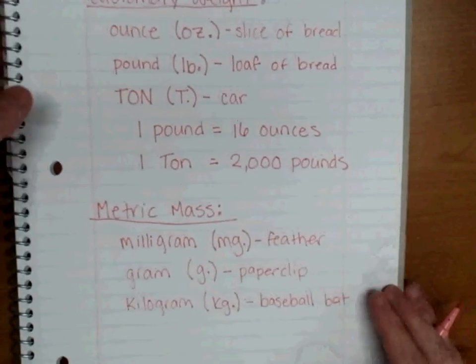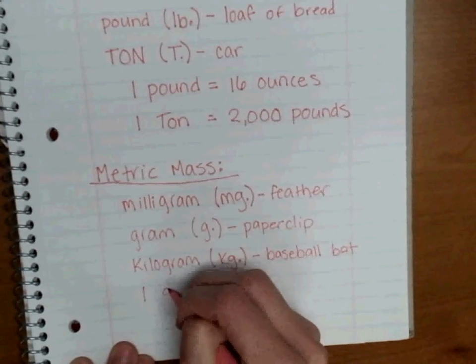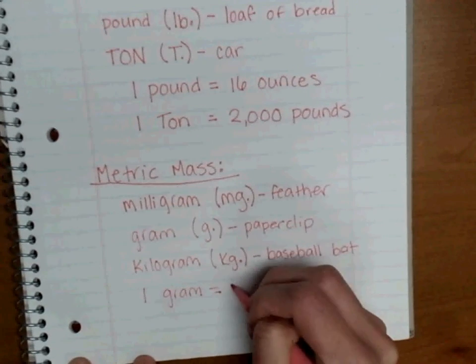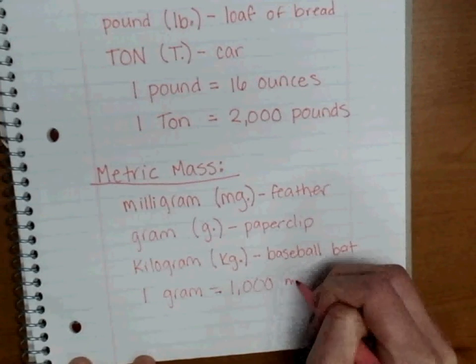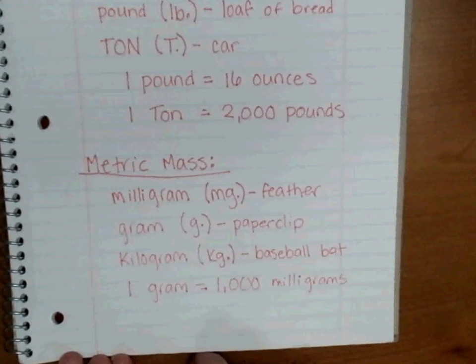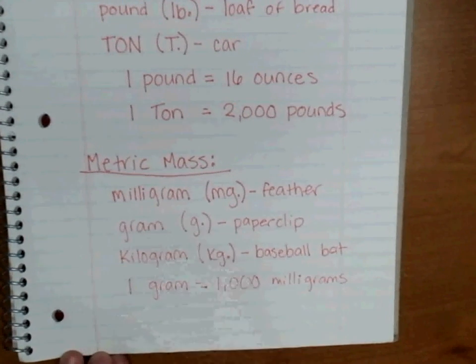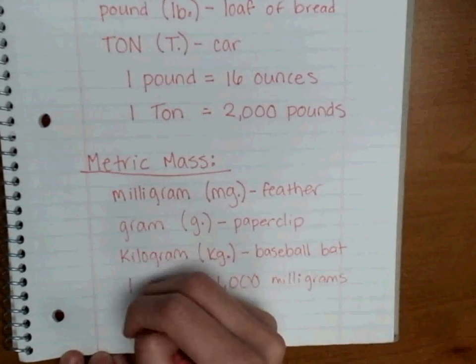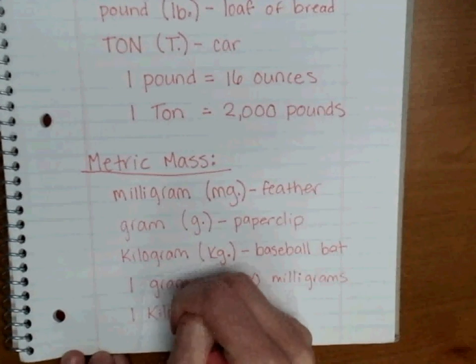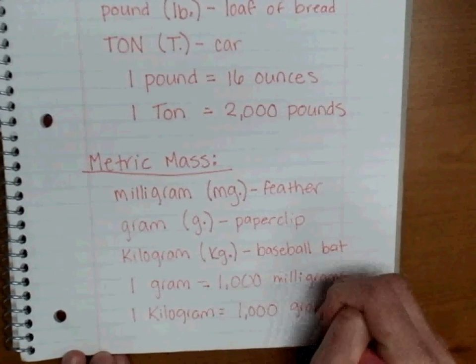And let's look at what they're equal to. Let's start with 1 gram is equal to 1,000 milligrams. Remember, milli means 1,000, so 1 gram is 1,000 milligrams. And then 1 kilogram, so 1 bat, is about 1,000 grams.